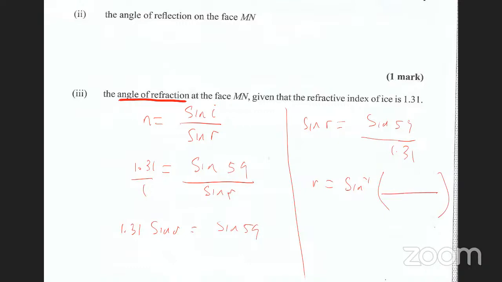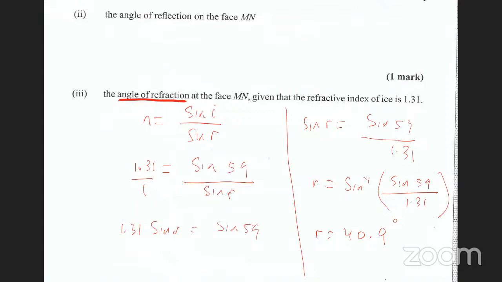Right, sine inverse of sine 59 over 1.31. 40.8, or approximately 40.8 or 40.9. If you do it wrong, you put an exact value. 40.86. Exact, 40.9. So the angle of refraction is 40.9 degrees.